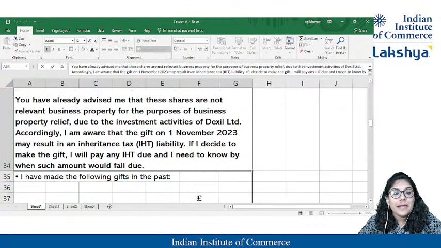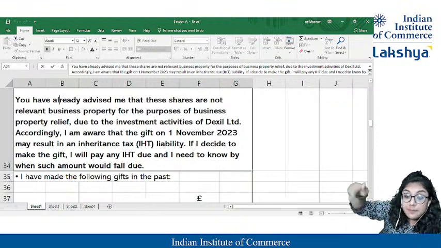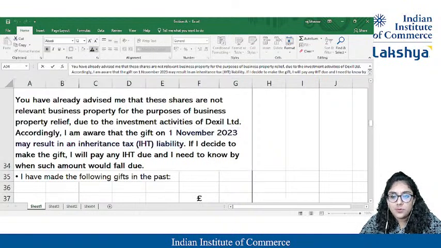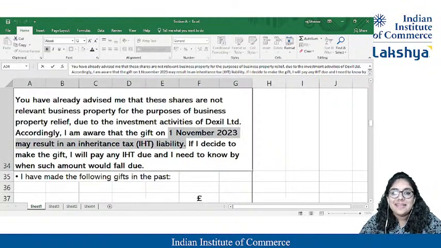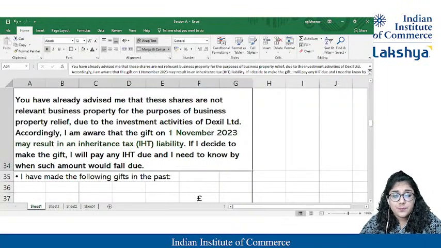You have already advised me that these shares are not relevant for business property relief due to investment activities. Accordingly, I am aware that the gift on 1st November, which I am going to give, may result in an inheritance tax liability. Okay, so they are knowing the concept of inheritance tax liability, that is pretty cool. I have decided to make the gift, and I will pay the inheritance tax due, and I need to know by what amount I should pay.